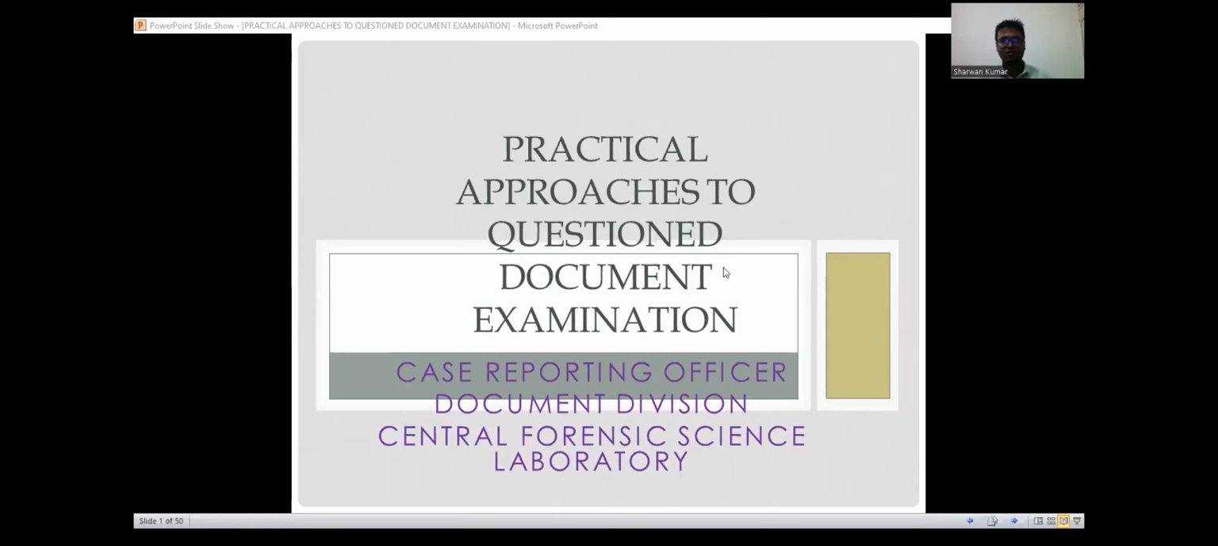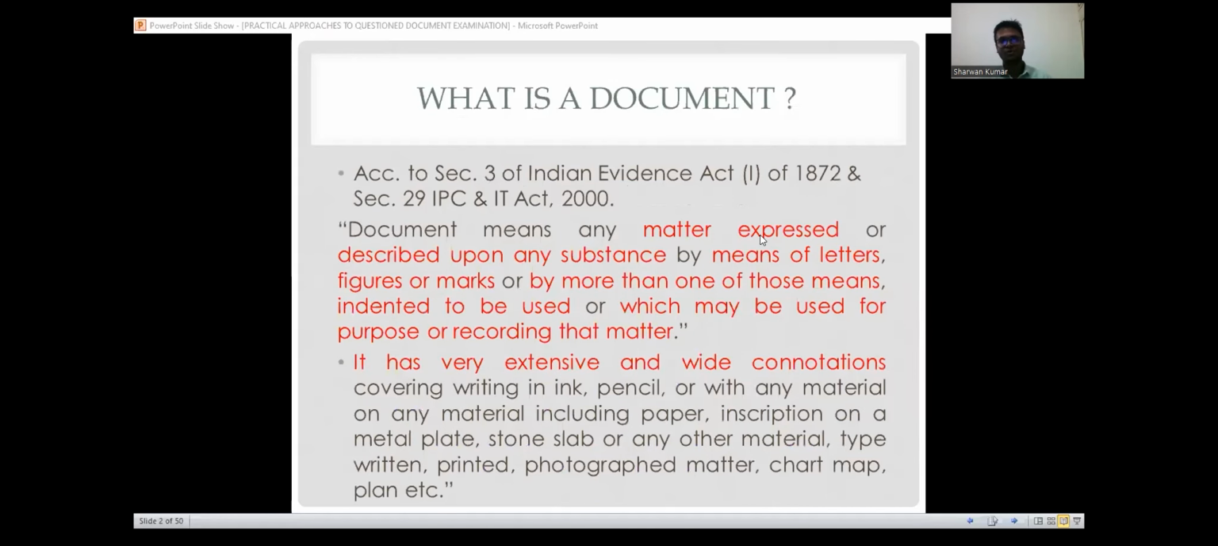In today's talk, I will share my thoughts on how it evolved, what cases we are receiving at CFSL Chandigarh, and what the nature of those cases is. First of all, what is a document? According to Section 3 of the Indian Evidence Act, Section 29 of IPC and the IT Act, a document means any matter expressed or described upon any substance by means of letters, figures or marks, or by more than one of those means, intended to be used or which may be used for the purpose of recording that matter.